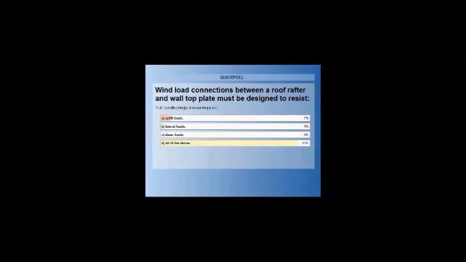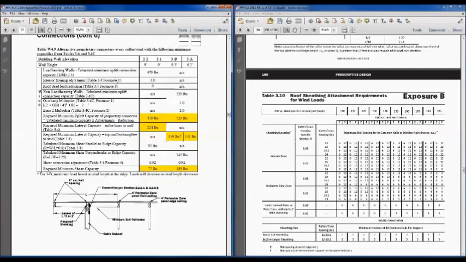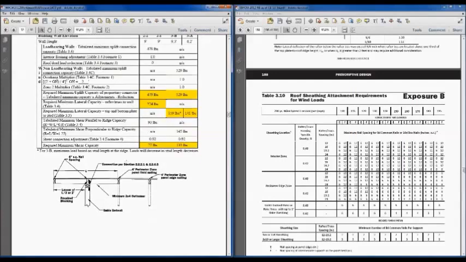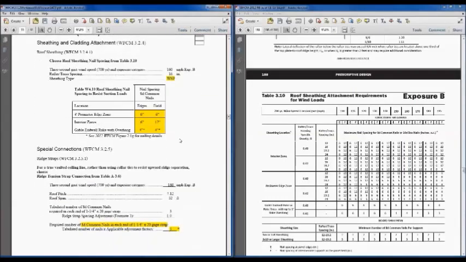So 92% say all of the above. Excellent. Just a few others. So yes, all of the above, uplift, lateral, and shear, are what we're designing our connections for. And this table here looks at all 3 of those and determines uplift, lateral, and shear loads for our connectors. For the roof sheathing, again, I mentioned those tables are pretty straightforward.